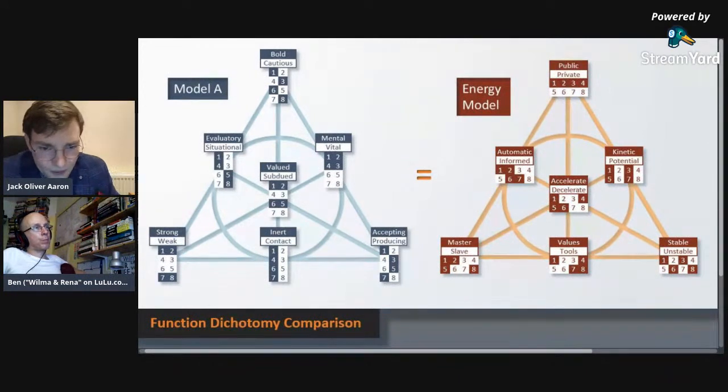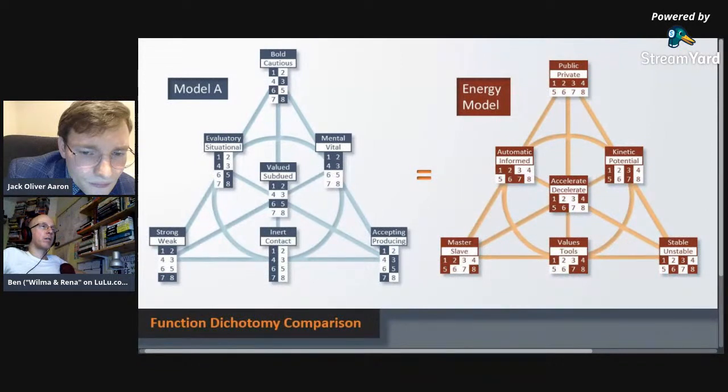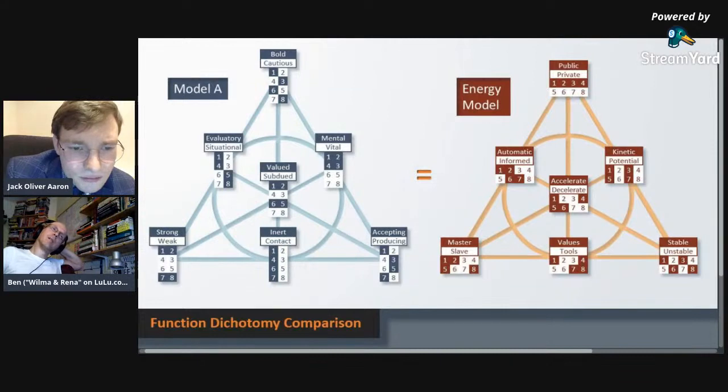So let's move to another one. Let's look at master slave. Okay. So master slave: extroverted intuition, extroverted logic, introverted logic, and hang on, that's the control function, isn't it? So master slave is basically like strong weak. Okay. So why do they call it master slave? Well, they probably think that the slave functions serve the master ones. Okay.